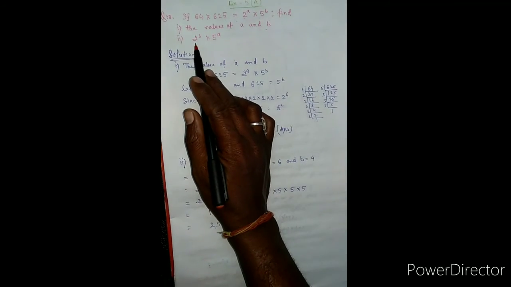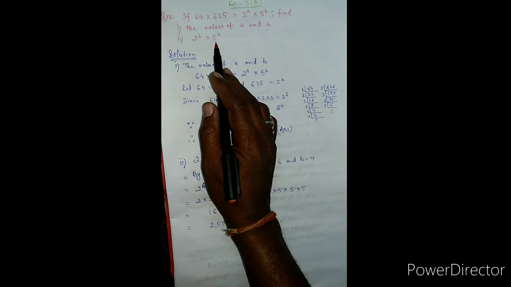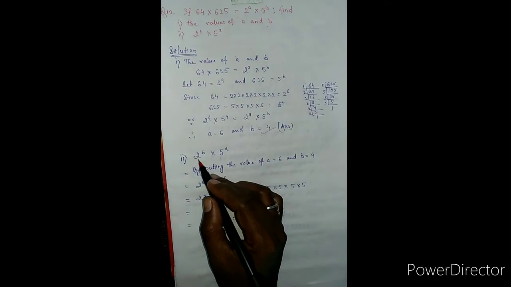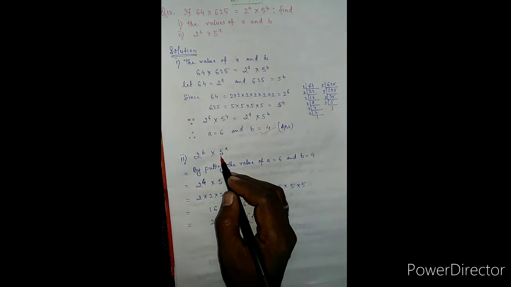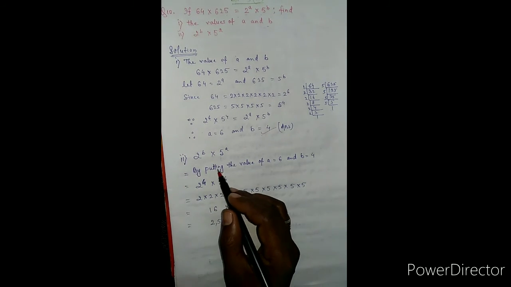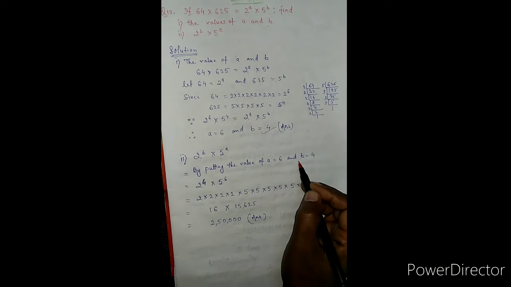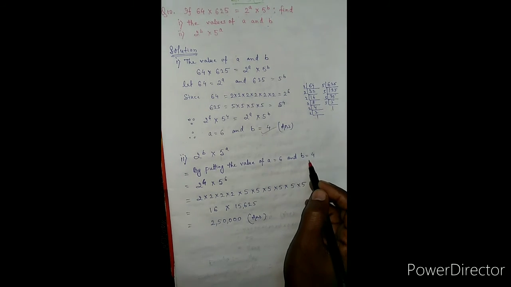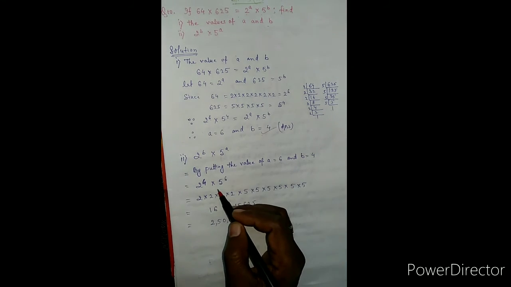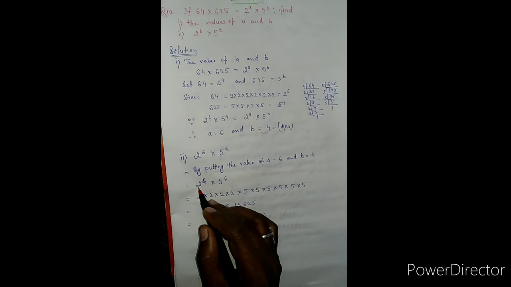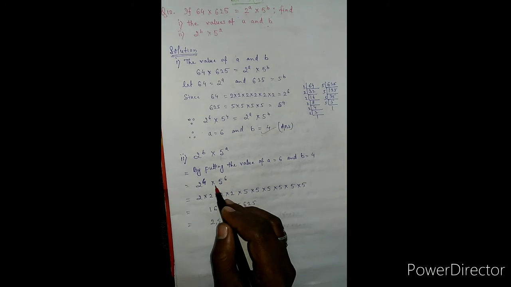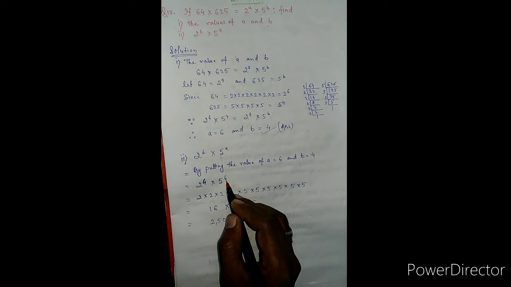Now we will see 2 to the power b into 5 to the power a. So here 2 to the power b into 5 to the power a. Now we will put the value of a equal to 6 and b equal to 4. By putting these values in this question, we get the answer. So here 2 to the power 4, in place of b we write 4, and in place of a we write 6.